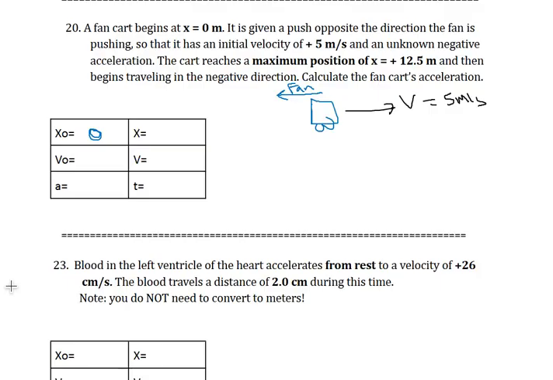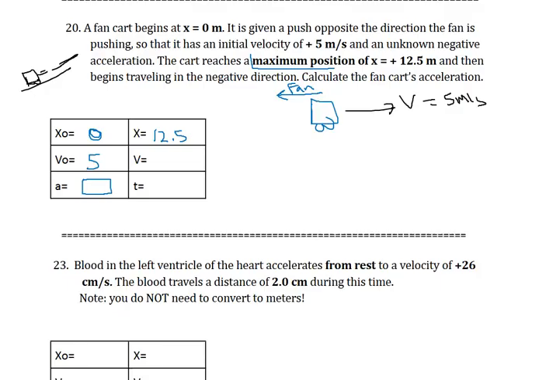So the fan is just a different way of, it's the exact same problem as sending a cart up the incline and then back down the incline, except gravity's pulling this opposite the direction of motion, and here fan is pushing the cart opposite the direction of motion. Okay, initial velocity of 5 and some unknown negative acceleration. The cart reaches a max position of 12.5.